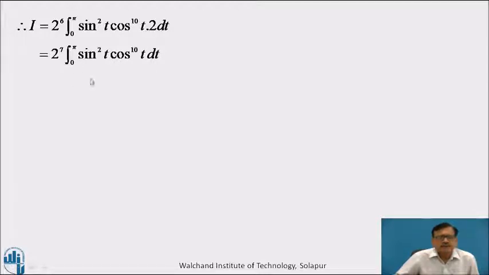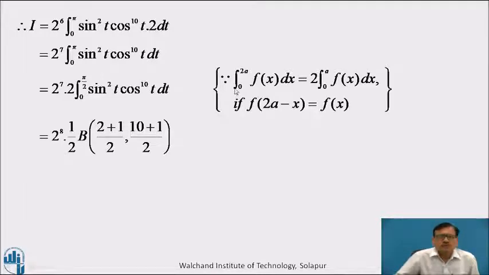Again here the limit is from 0 to pi. To apply the trigonometric form of beta function, the limit should be 0 to pi by 2. We have the property of definite integral: integration from 0 to 2a of f of x dx equals twice the integral from 0 to a of f of x dx if f of 2a minus x equals f of x. Here 2a is pi, therefore sin of (pi minus t) is sin t and cos of (pi minus t) is minus cos t. Therefore this is applicable for the given integral. So we can write this integral as 2 raised to 7 into 2 into integration from 0 to pi by 2 sin square t cos raised to 10 t dt.